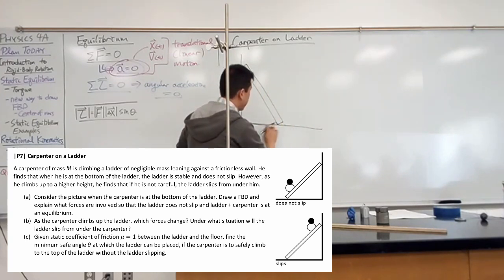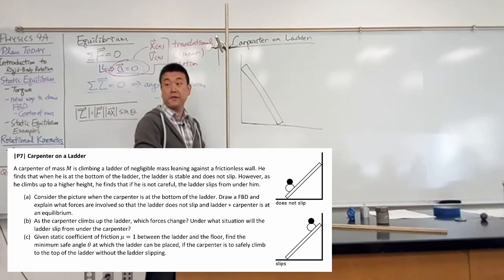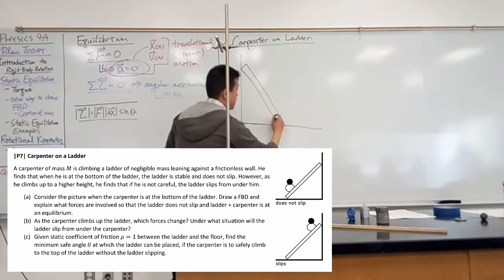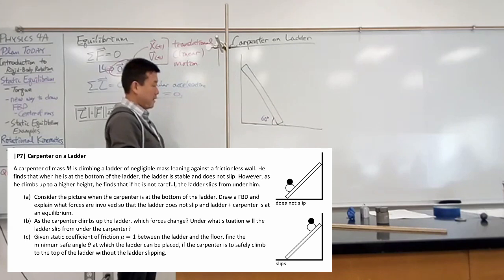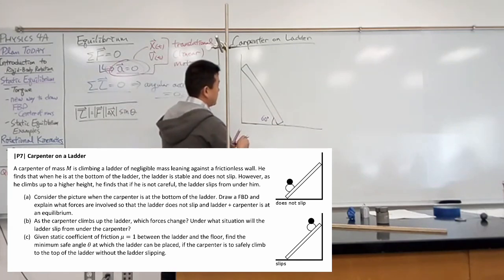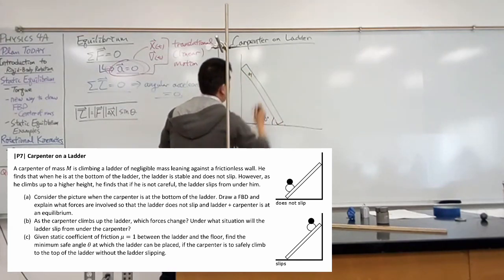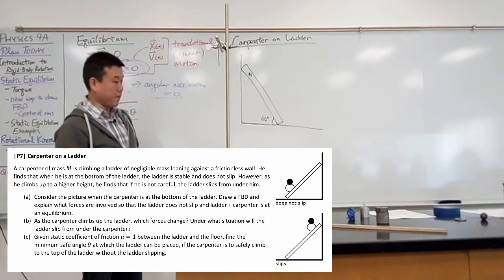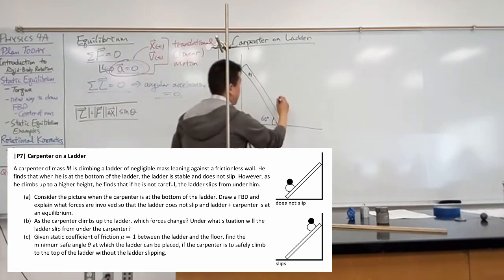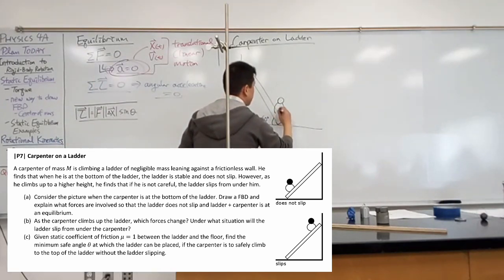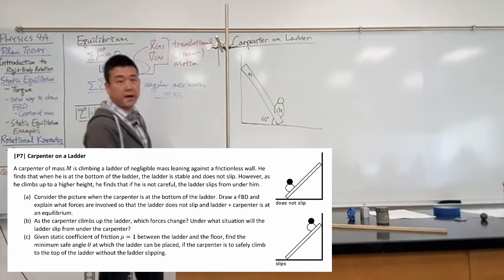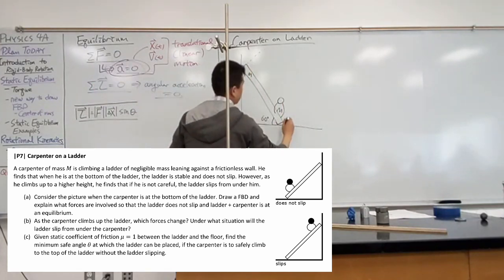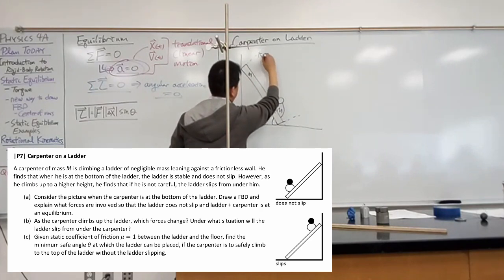60? Yeah, 60 is an easy angle. It's one of the special angles that I have a lot of numbers memorized for. So let's say this is 60 degrees. And the ladder has some mass, small m. And the carpenter will have some mass, capital M. And some other numbers that I would have to specify. Let's say that the ladder is length L.